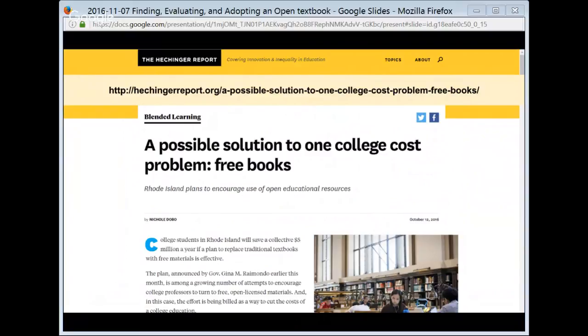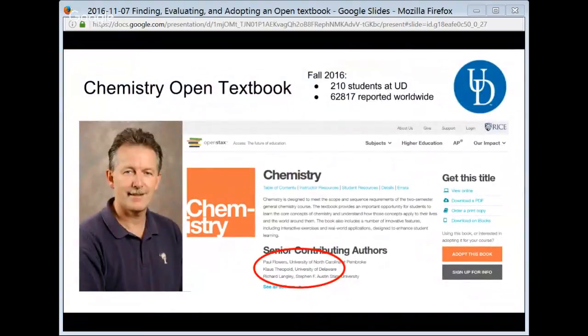And then finally, a very local example. Here at UD, an open textbook provided through OpenStax and co-authored by UD Professor of Chemistry and Biochemistry, Klaus Theopold, is now the central text for Chemistry 103. In fall 2016, it served about 210 UD students.